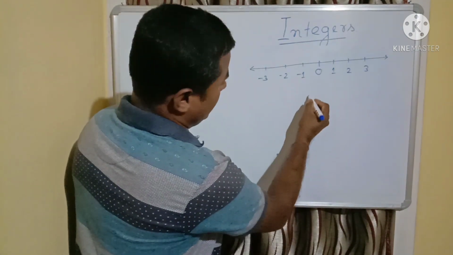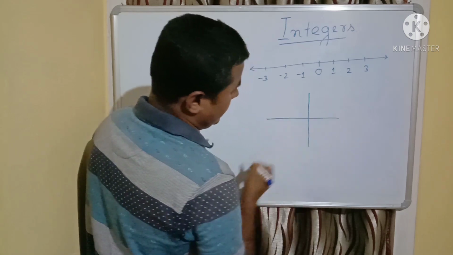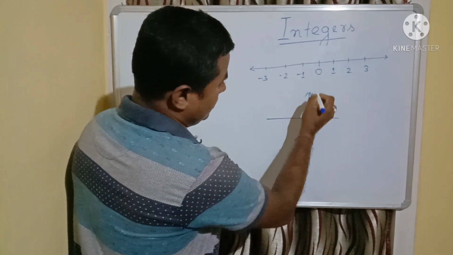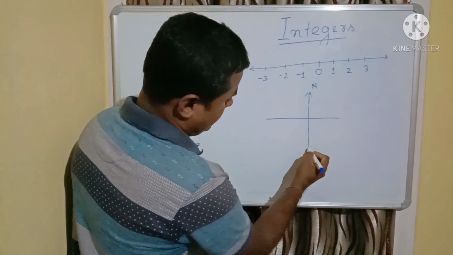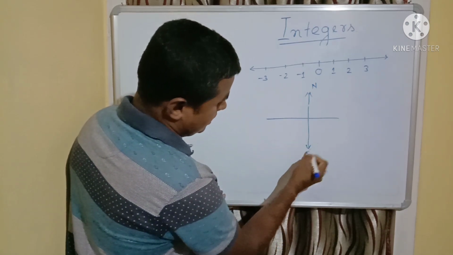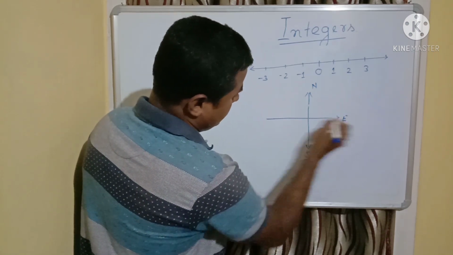Suppose this is our direction line. Here it is north, then south, east, west.